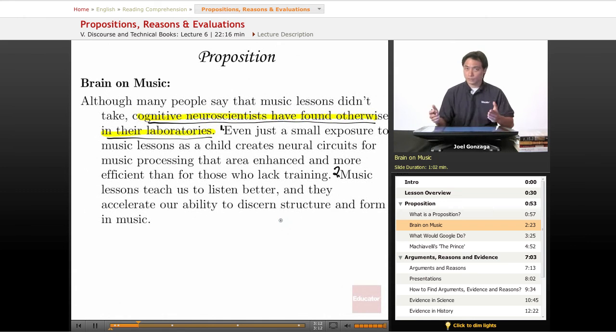Notice it's not a full sentence, it's just part of a sentence. And I even found a couple reasons. Reason number 1 and reason number 2. You can go ahead and pause this and read this whole thing if you like.